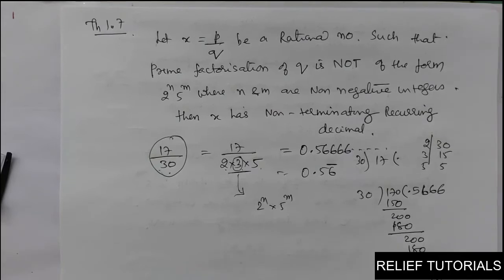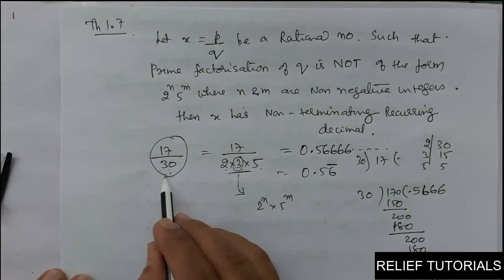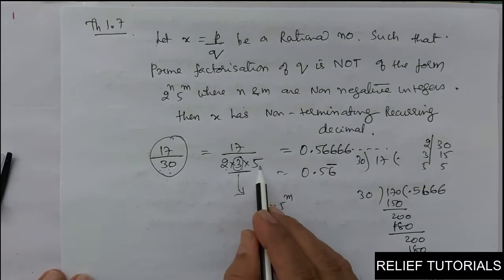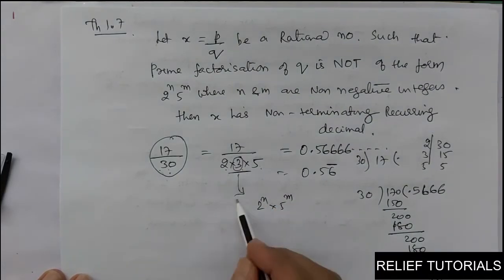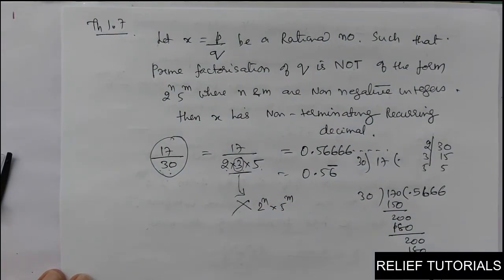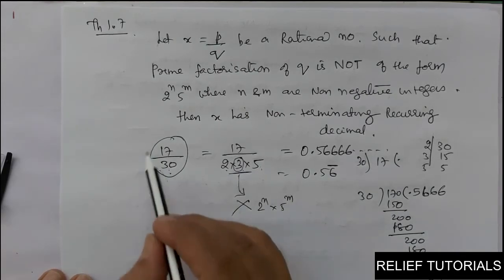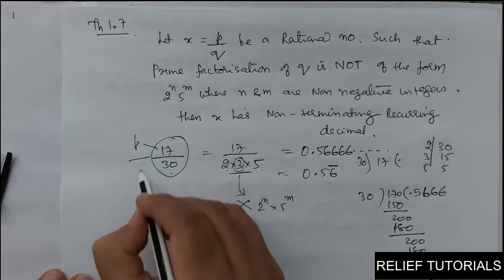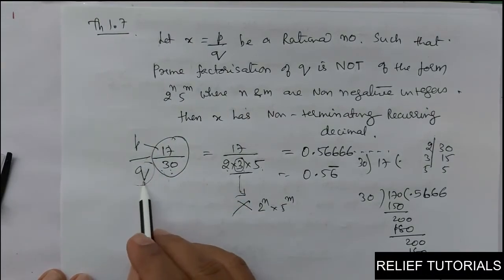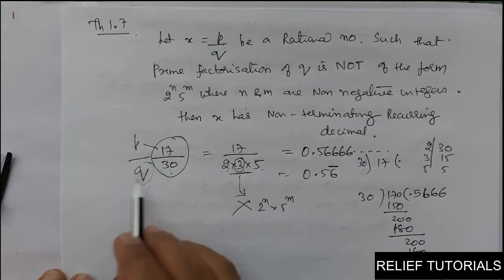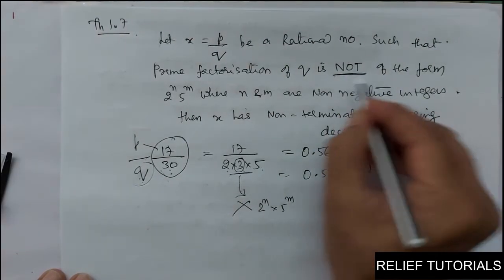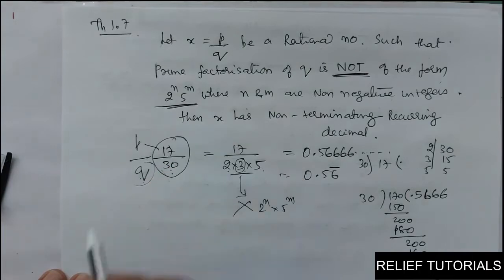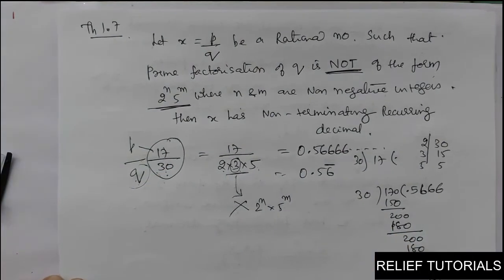Have you got it, friends? Just by looking at the denominator, find its prime factorization. If it is not of the form 2 raised to n into 5 raised to m, it does not have a terminating decimal, but a non-terminating recurring one. If denominator q is of the form 2 raised to n and 5 raised to m, it has a terminating decimal. If it is not of that form, then it has a non-terminating recurring decimal. So this is our theorem. Clear?